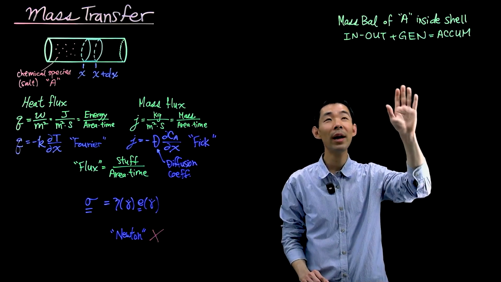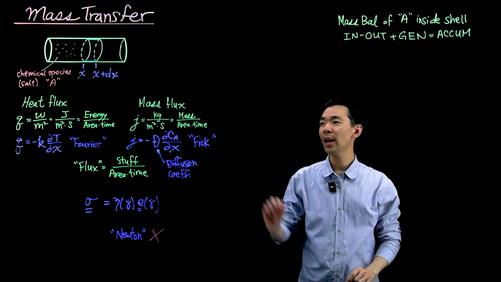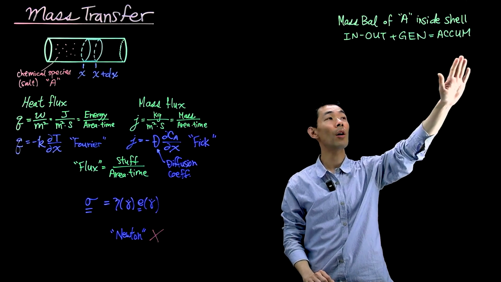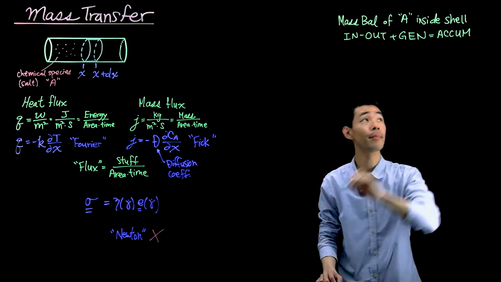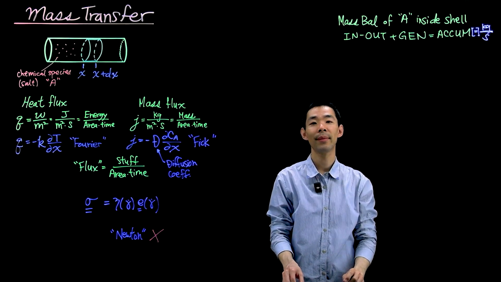So here's our favorite equation, in minus out plus generation equals accumulation. For the case of the mass transfer, this overall should have units of mass per time. So in SI units, kilograms per second.